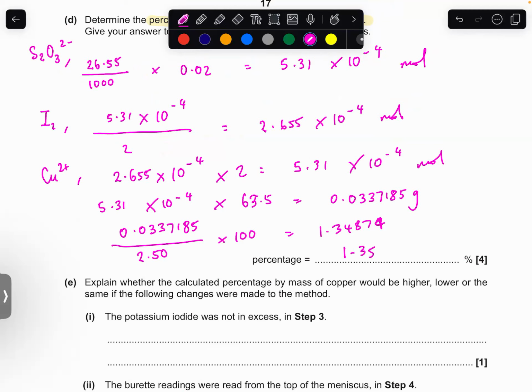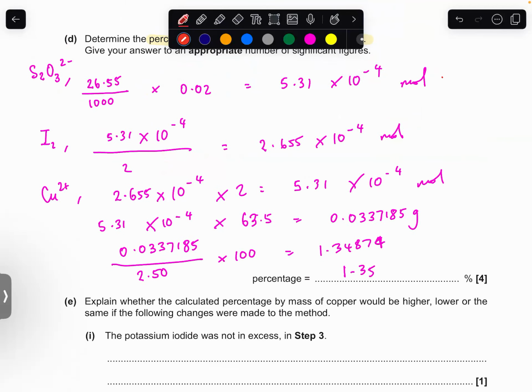Let's have a look at the mark scheme. Yep, 1.35%. Where are the marks from? Volume times concentration, 1 mark. The ratio conversion, any one of these, 1 mark. Multiply the moles by the relative atomic mass of copper, 1 mark, and the percentage, 4 marks.